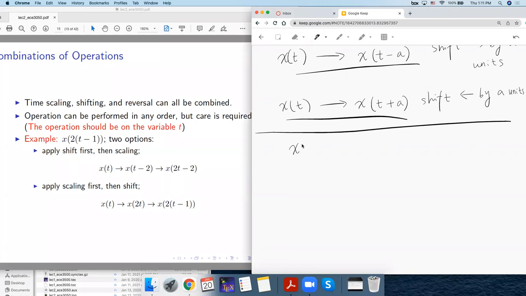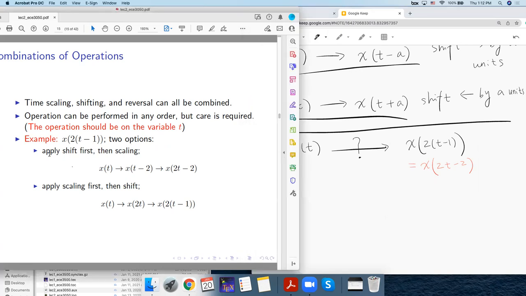Let's look at this problem. We have a signal x(t). What type of basic operations should we use to get this signal? Equivalently, this is x(2(t - 1)) or x(2t - 2), but they are equivalent. How do we transform this x(t) into x(2t - 2) by leveraging the basic operations? We have two different approaches, and the only difference is: should we do shifting first or scaling first? It turns out both of them can work.